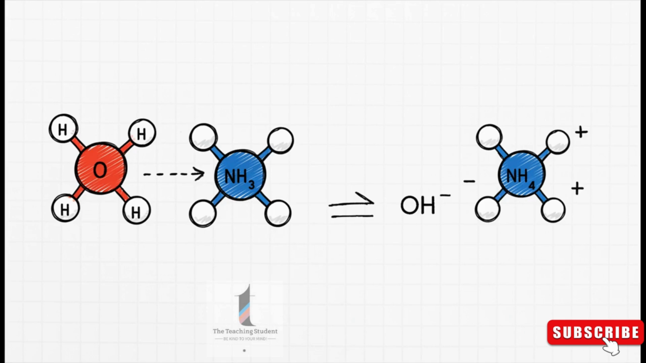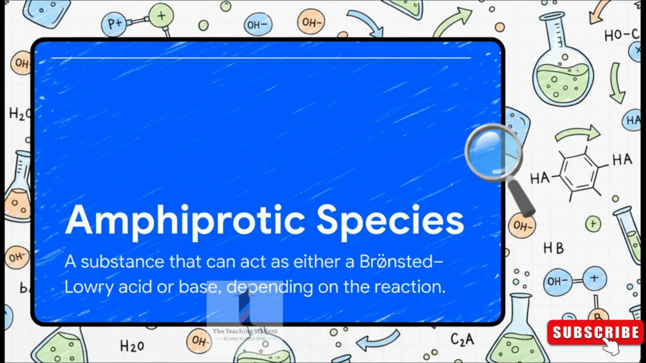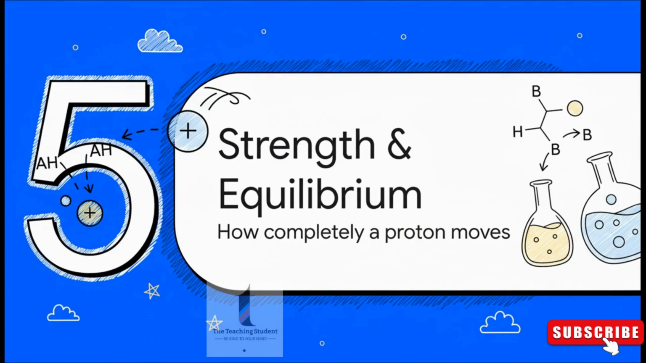How cool is that? This amazing dual ability has a special name. A substance like water that can either donate or accept a proton is called an amphiprotic species. And it's this flexibility that makes water such a unique and essential solvent for all kinds of acid-base chemistry. So up to now, we've mostly talked about what happens. A proton gets transferred. But to really get the full picture, we need to ask how much does it happen? And this brings us to the really critical ideas of acid strength and how it's all tied to chemical equilibrium.